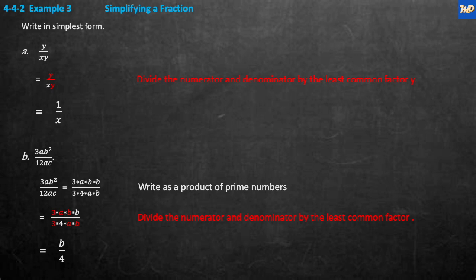So we can get rid of the 3's. They're going to cross out. The a on the top and the a on the bottom, it's gone. There are 2 b's on the top and 1 b on the bottom in the denominator. One set of those b's is gone, but it leaves 1 b remaining. On the bottom is a 4. So the answer here is b divided by 4. That's in its simplest form.